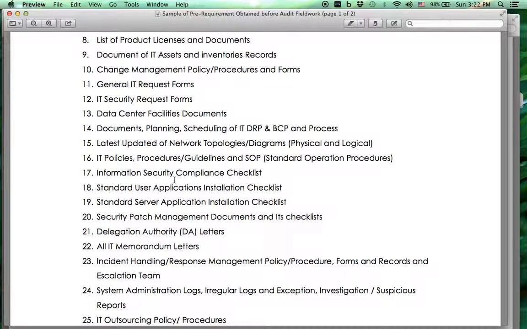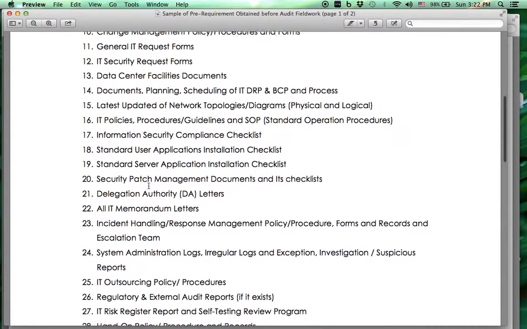So when the IT delivers the workstation or laptop or desktop to the business unit, the business user, they need to make sure they comply with the standard checklist for user application installation. So you need to obtain both, one from the server part and one from the user part. This is a server perspective. This is a user perspective.